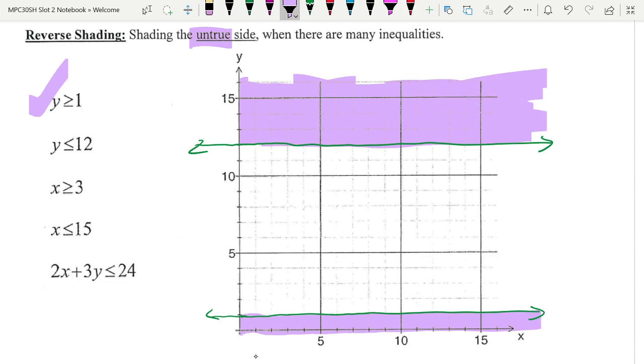All right. x has to be greater than 3. 1, 2, 3. So that's this vertical line here. Okay, which way is greater than? To the right. So shade the part that isn't the answer. That'd be to the left.